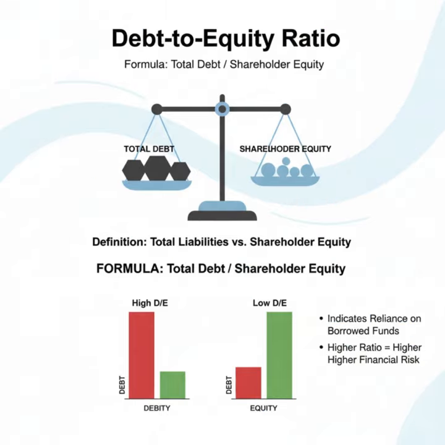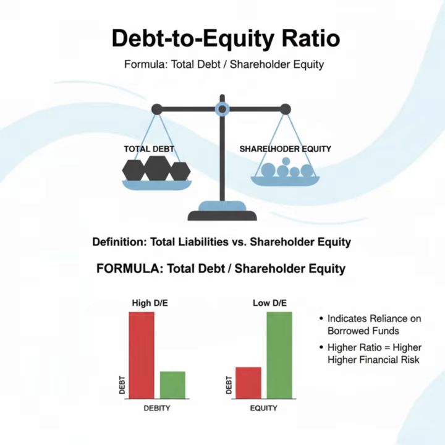Let's first unravel the debt-to-equity, or DE ratio. This fundamental metric sheds light on a company's financial leverage by comparing its total liabilities to its shareholder equity. Essentially, it tells us how much of the company's assets are financed by debt versus what's financed by owner's capital. The calculation is straightforward: total debt divided by shareholder equity.